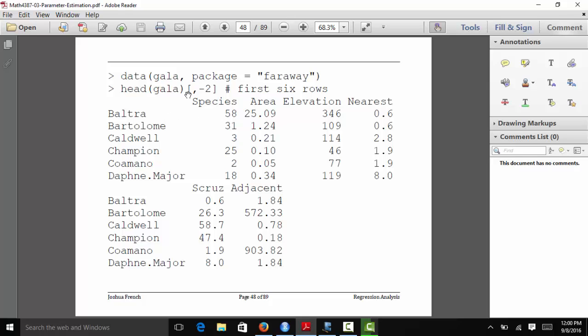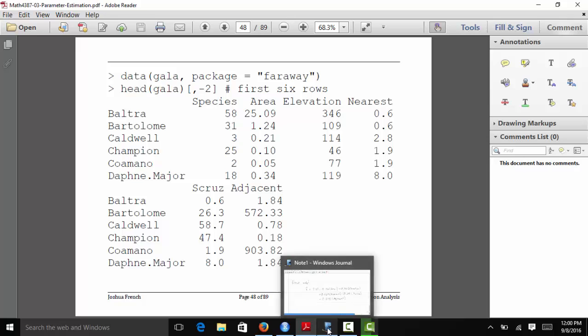So head of gala, we looked at the data for the first 6 observations and each of the predictors and response variable here. We can see that for the first observation, the area was 25.09, elevation was 346, nearest is 0.6, S cruise is 0.6, and the adjacent variable is 1.84. To obtain the first fitted value, I'm going to take each of these numbers, plug it into my fitted model, and compute the result.